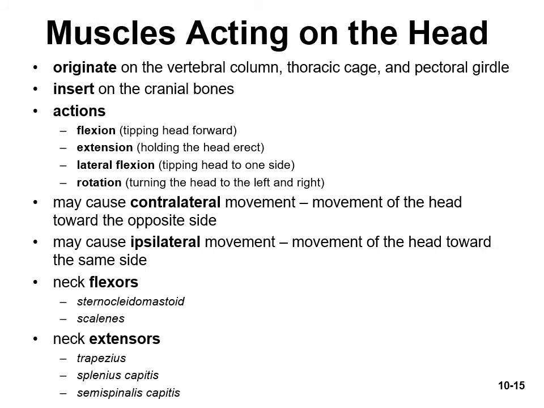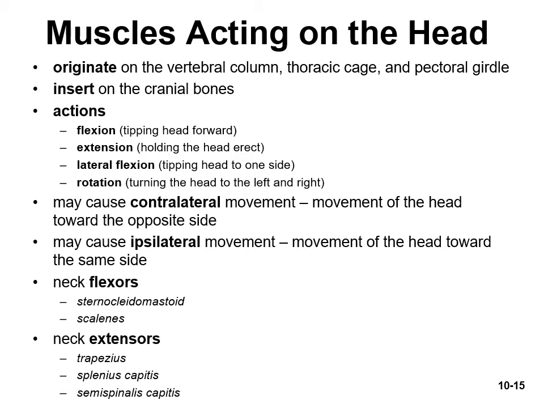So now we'll look at actual muscles, starting with those that are acting on the head. All the muscles that act on your head originate in the vertebral column, the thoracic cage, or the pectoral girdle, which is the scapula and the clavicle. They insert on the cranial bones because the cranial bones are what's going to be doing the moving. Actions include flexion, extension, lateral flexion, and rotation.